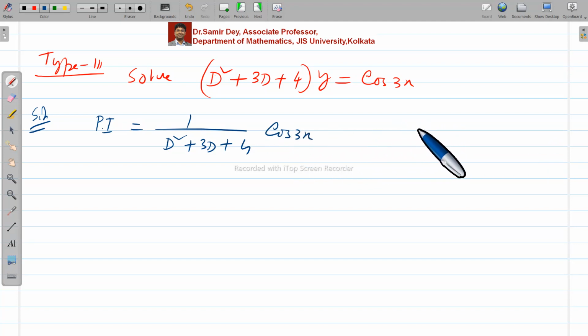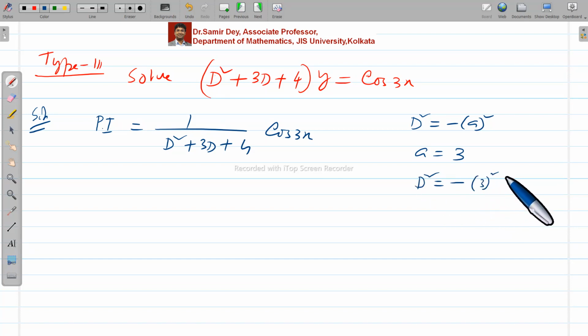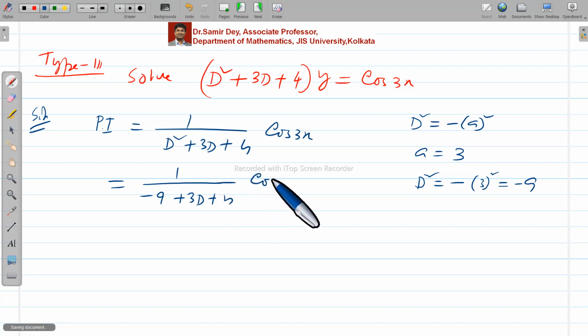Now try to understand. Already you know that in case of sine and cosine, we have only one calculation method or formula, that is d square is equals to minus a square. So in this problem, what is a? Very good, here a is equals to 3, the coefficient of x. So now you write down d square is equals to minus 3 whole square, that means minus 9. Just substitute here: 1 by minus 9 plus 3d plus 4 of cos 3x.